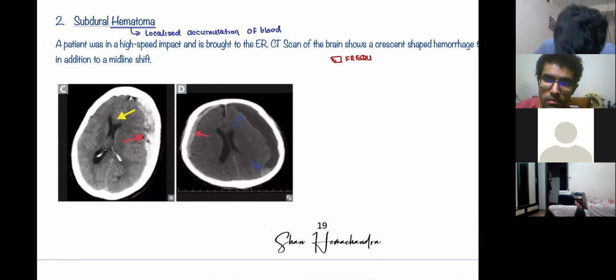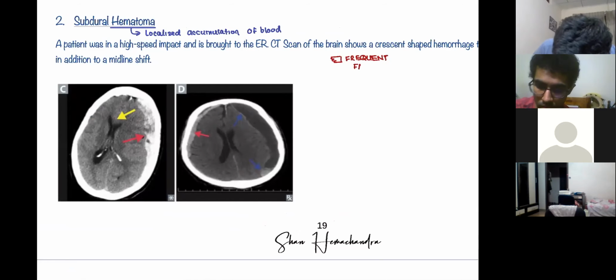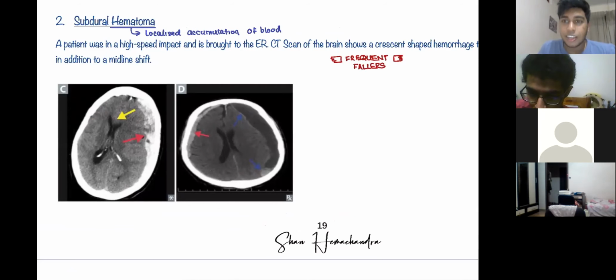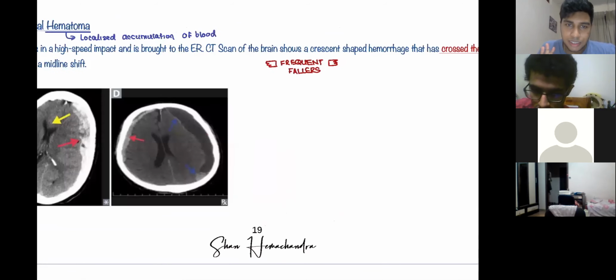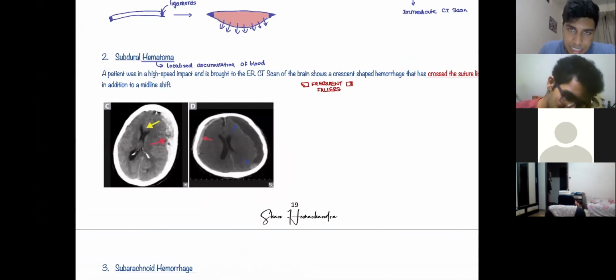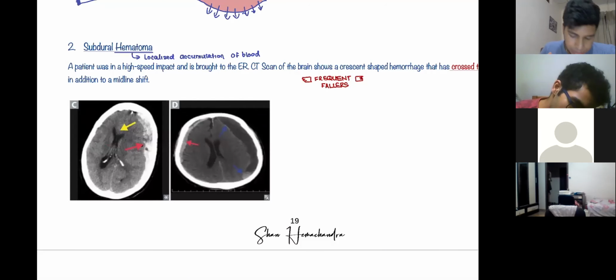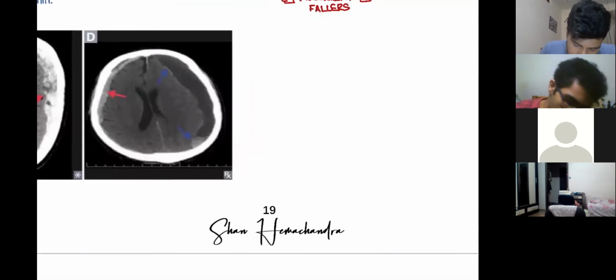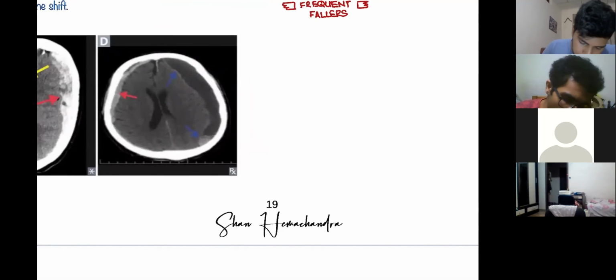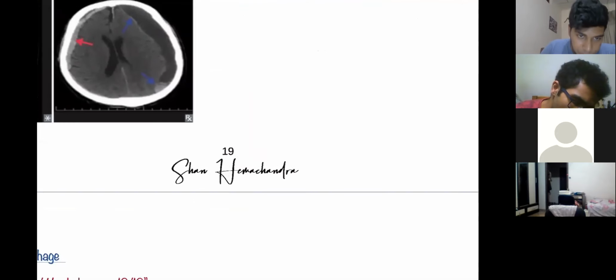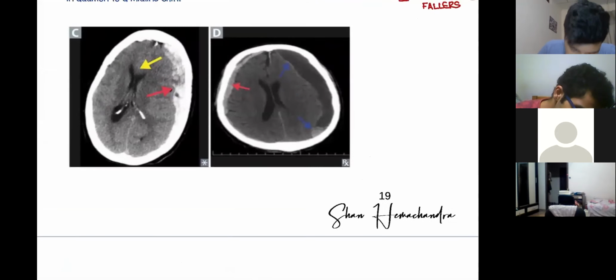This is not a mnemonic. It's just something I like to remember. I call it the frequent fallers club. There's a reason for this, because these are patients who have a history of falling down. Now, let me explain this. Before that, I'll talk about why this is important.